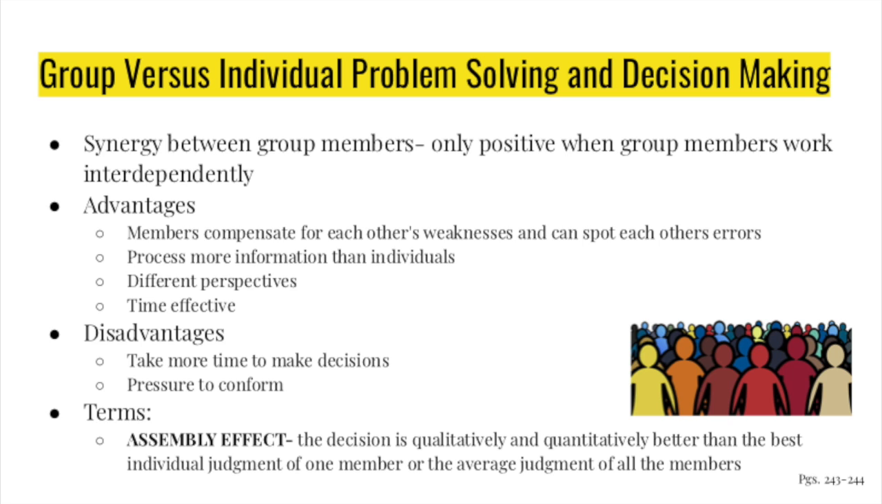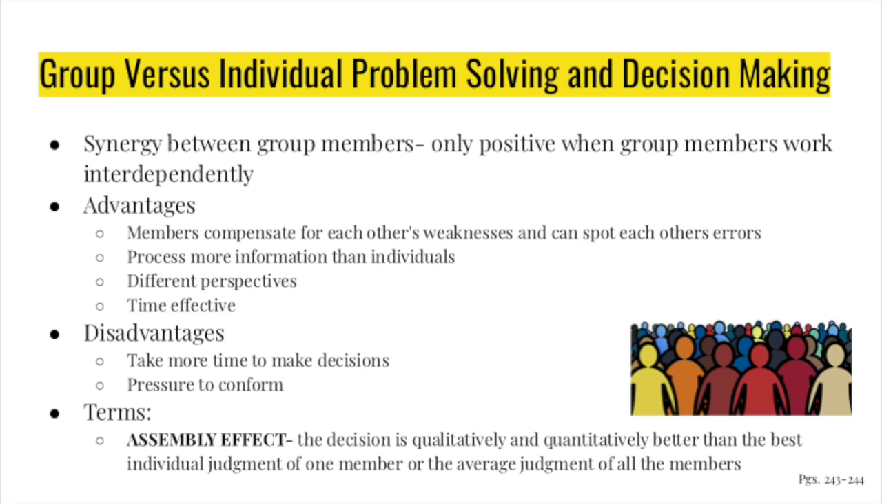So when discussing groups versus individuals, groups tend to be better at problem solving, but only when group members work interdependently. So some advantages to working in groups to solve problems are that members compensate for each other's weaknesses and can spot each other's errors. Groups can process more information than individuals can typically. Each person offers a different perspective to the group, and groups save more time because they're able to come up with solutions quicker.